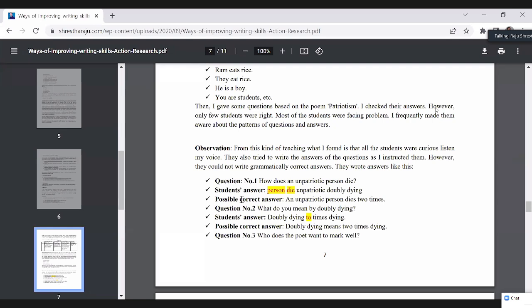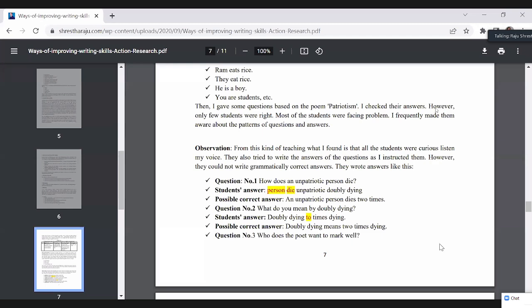So this is not grammatically correct. So what is the possible correct answer? An unpatriotic person dies two times. Another question was, what do you mean by doubly dying? The child's answer was doubly dying, two times dying. Instead of writing T-W-O, they wrote T-O-2. So this kind of writing problem students have.